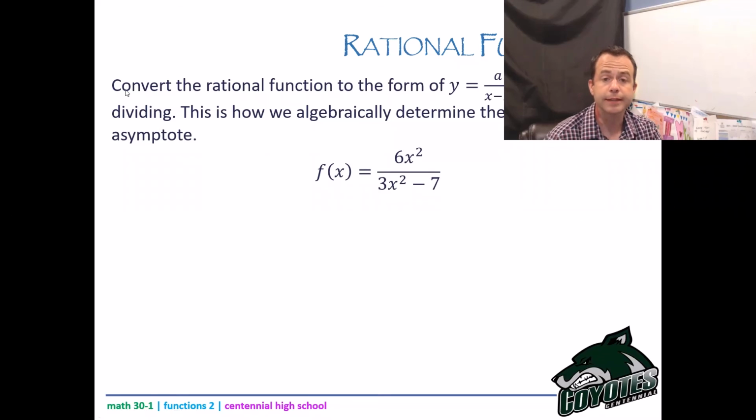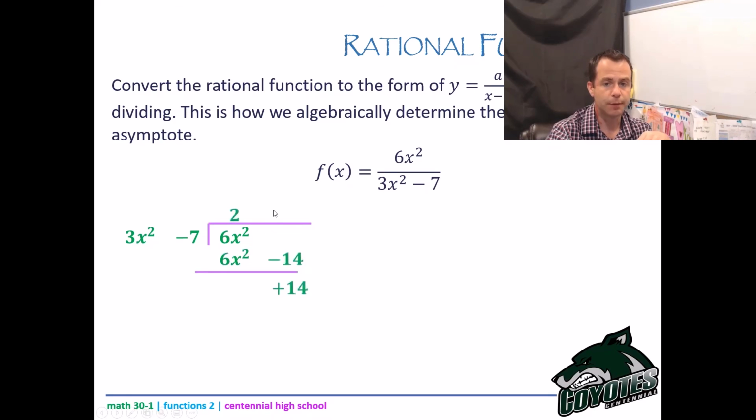Okay, so now in our last example, I've got f of x equals 6x squared all over 3x squared minus 7. So that's 6x squared divided by 3x squared minus 7. So 3x squared minus 7 is on the outside, the 6x squared is on the inside. And I'm asking myself, just like I did for the other examples, what do I put up here so that when I multiply it by 3x squared, I get out the 6x squared? Well, I would need 2, right? 2 times 3x squared gives me 6x squared. So I stick a 2 up there. When I do the multiplication, that gives me 6x squared minus 14.